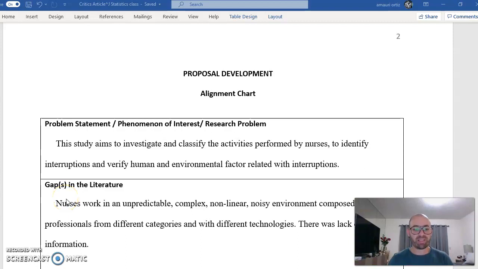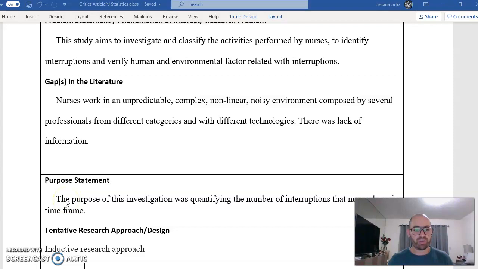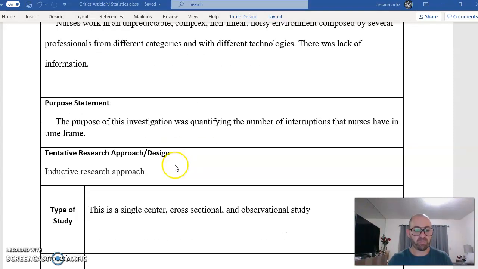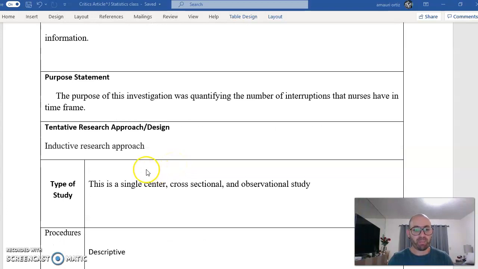The problem statement is that this study aims to investigate and classify the activities performed by nurses to identify interruptions and verify human and environmental factors related with interruptions. The gap in the literature is that nurses work in an unpredictable, complex, nonlinear, noisy environment composed by several professionals from different categories and with different technologies. There was lack of information. The purpose statement is that this investigation was quantifying the number of interruptions that nurses have in a time frame.